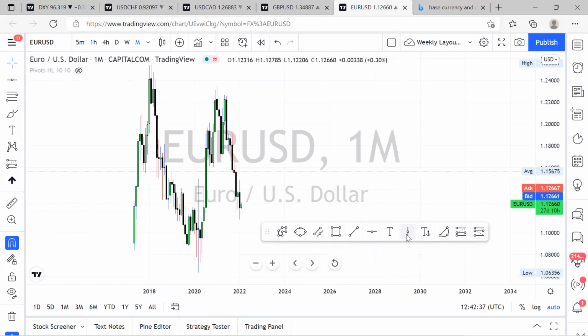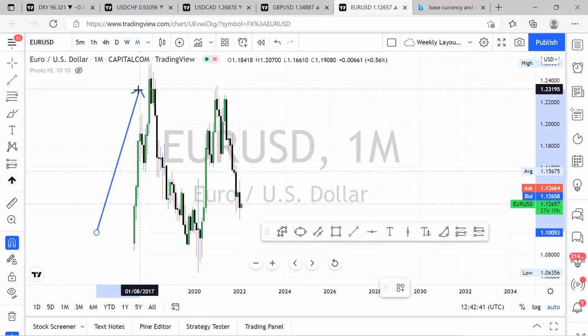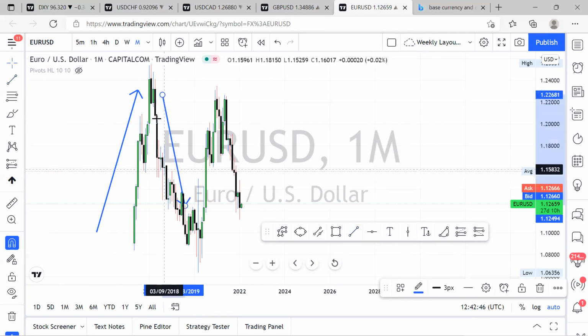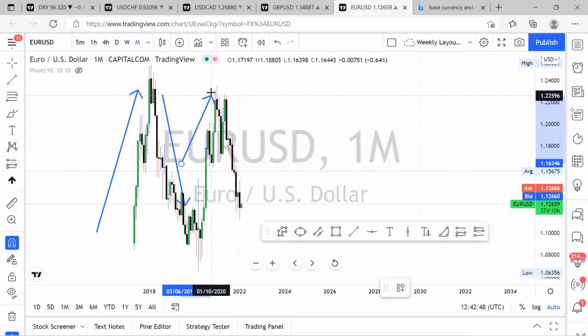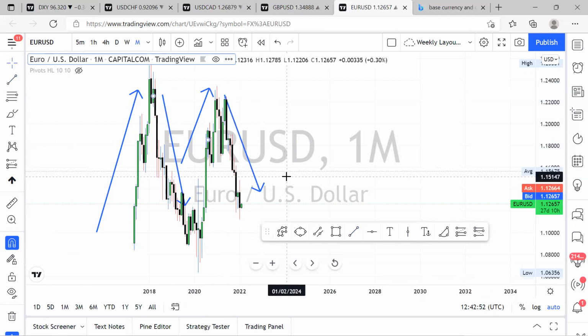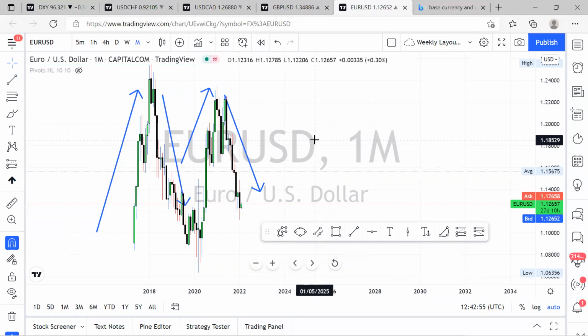So as you can see clearly here, price went up, price went down, price went up again. Now price is going down. So that means that the euro is weakening and the dollar is gaining strength.